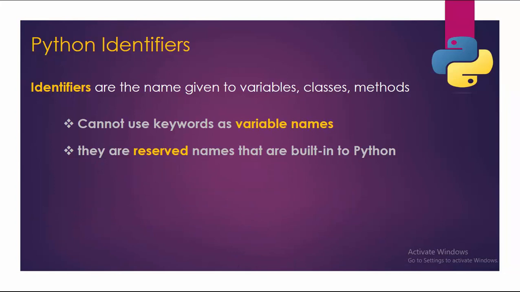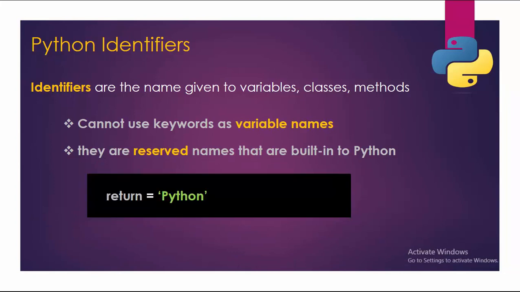We cannot use keywords as variable names. Keywords are reserved names that are built into Python. Here, using return = Python seems okay as we have declared a variable return and are storing the value Python in it. But it is not fine. You know the reason why? Because return is a keyword and we cannot use keywords as variable names.